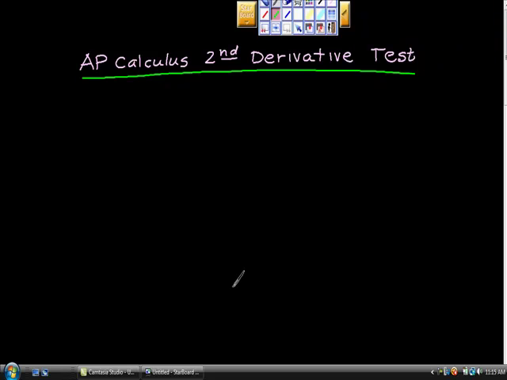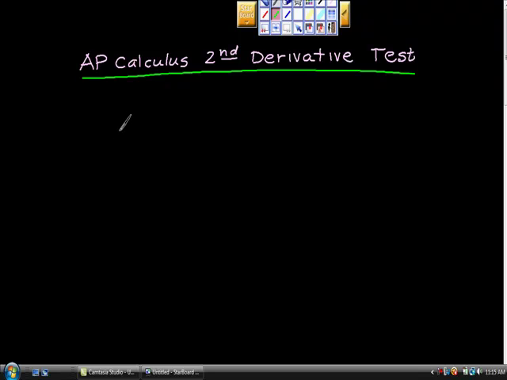I want to make sure we cover this for AP Calculus AB, the second derivative test. What I want to do right now is go over the basics of this, and I want to make sure that we agree and understand that the second derivative means much more than just points of inflection. So let's take a look at it first.